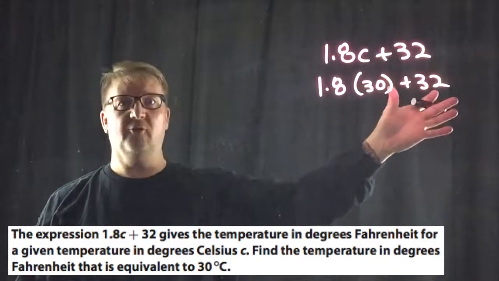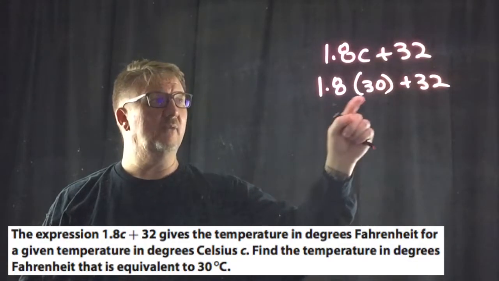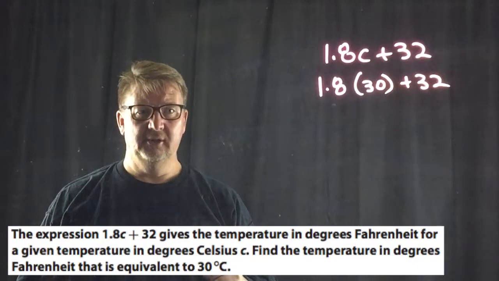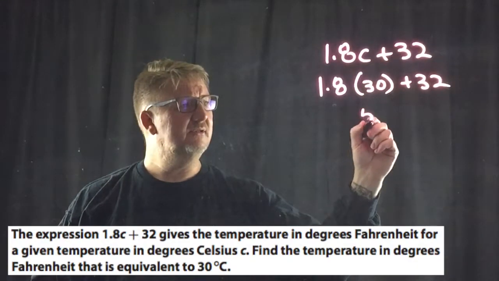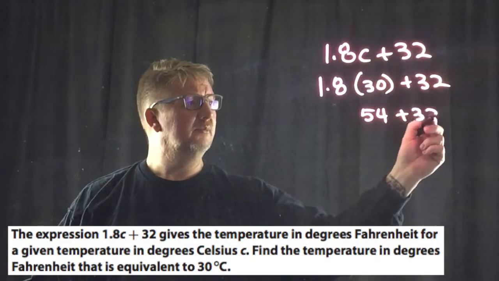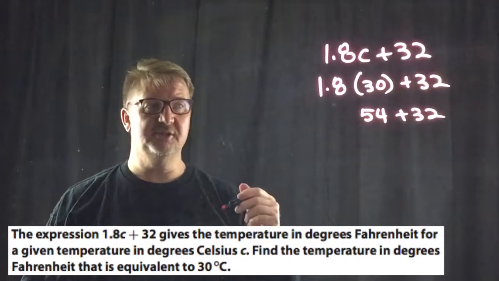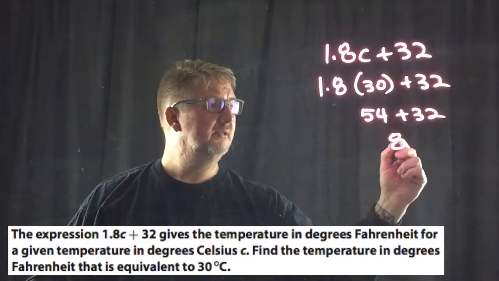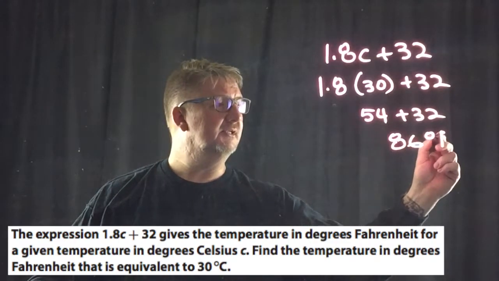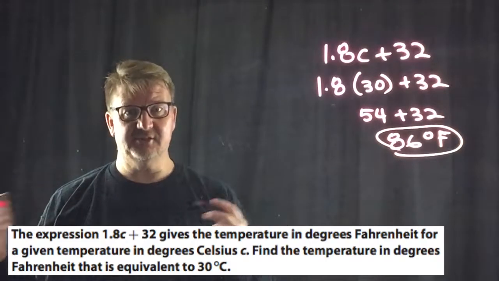So now we've got our formula, we've got everything in there. We just use PEMDAS and solve it. I have 1.8 times 30. 1.8 times 30 is 54. Plus 32. We continue with PEMDAS. 54 plus 32 is 86 degrees Fahrenheit. And that's it. That's all you have to do.